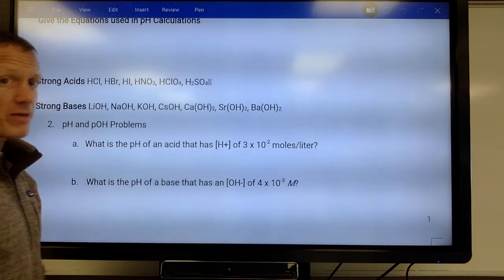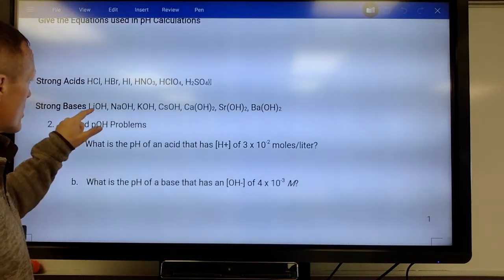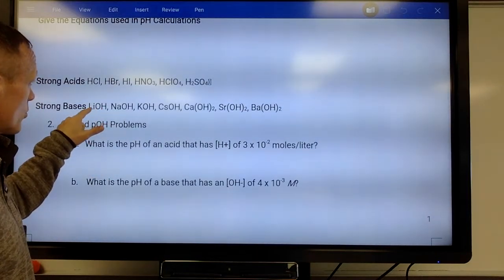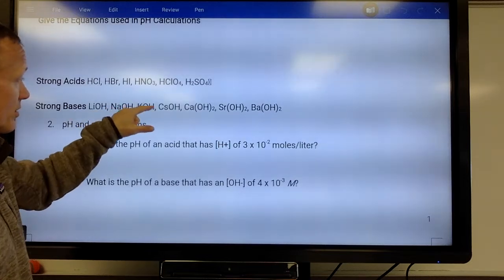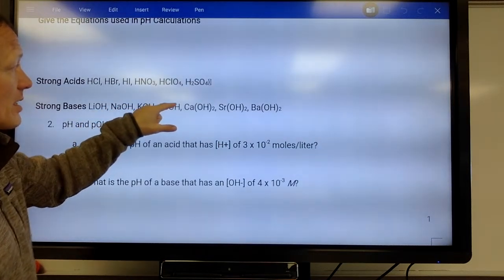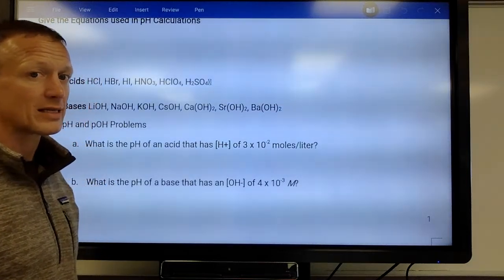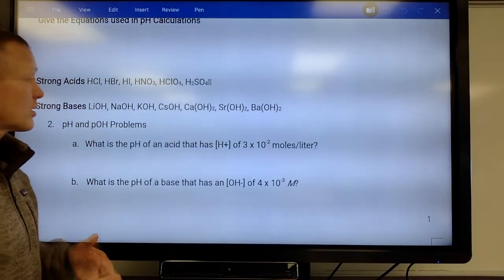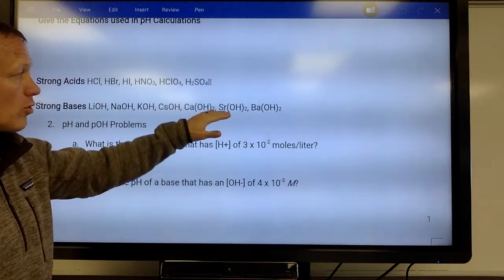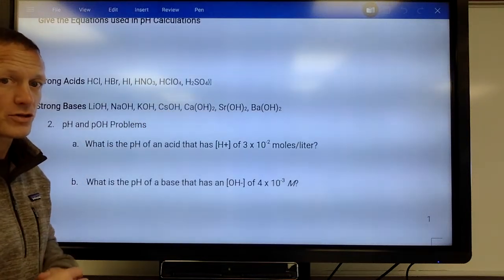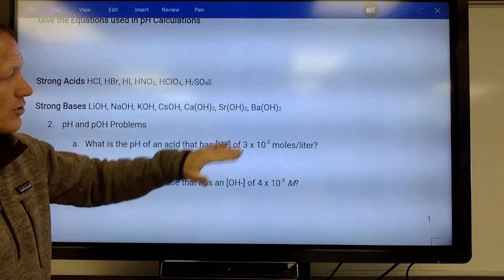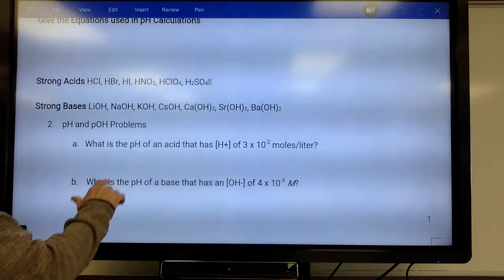Okay, the strong bases are basically OH negatives with family 1. So lithium, sodium, potassium, cesium, and the bottom 3 of family 2, calcium, strontium, and barium. Those are the strong bases. They have OH in them with a family 1 or bottom part of family 2 metals. Those are your strong bases, and some of these actually are considered kind of marginally strong.